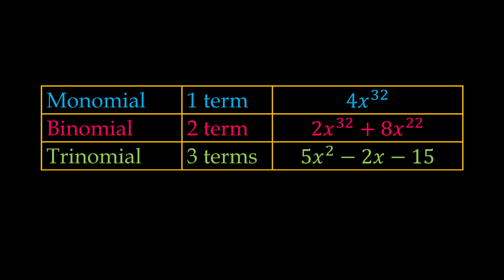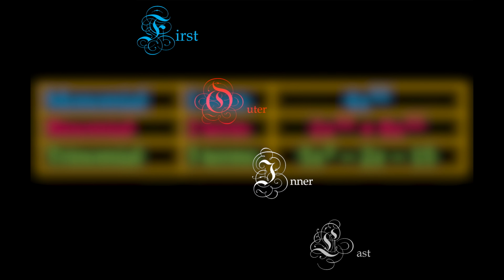Let's now focus on multiplying binomials, which are polynomials with two terms. The procedure that we will be using is called FOIL. It's just a fun way of describing the distributive law. FOIL is where we multiply the first terms together, then the outer terms, then the inner terms, and lastly, the last terms together.